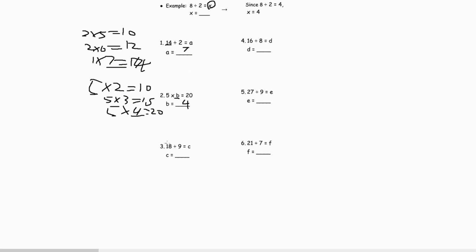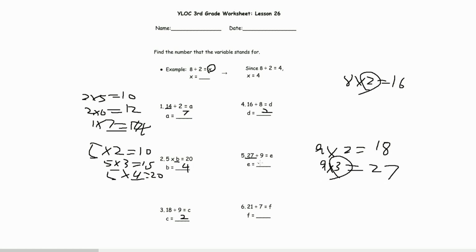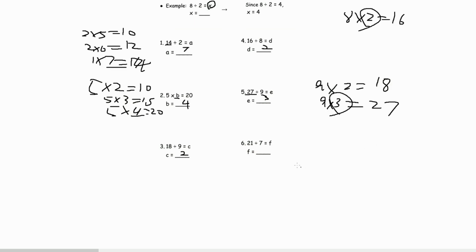This one, 18 divided by 9. If you have 2 9s, then it would be 18, so C is 2. 16 divided by 8. 8 times 2 is 16. Take that 2. 27 divided by 9. Let's do 9 times 2. That's 18. That's still not enough for 27. Let's try 9 times 3. And we get 27, so the answer, or E, would be 3.